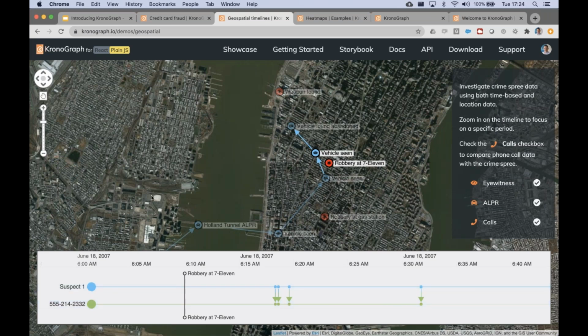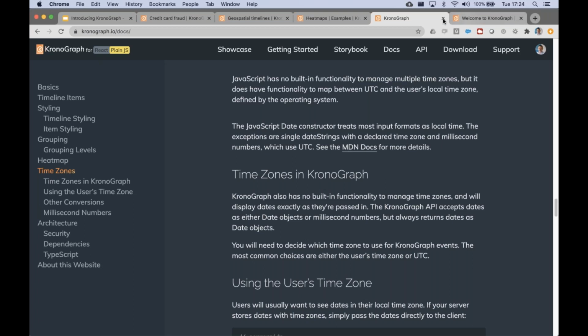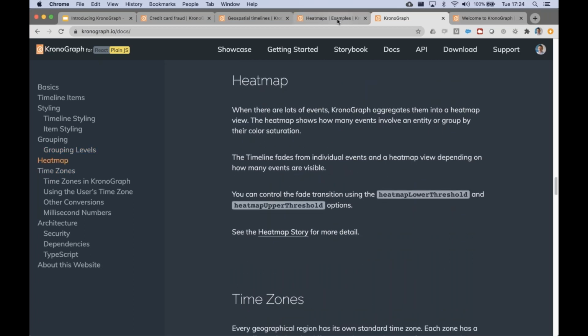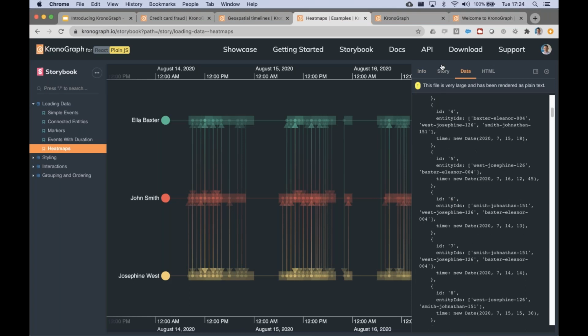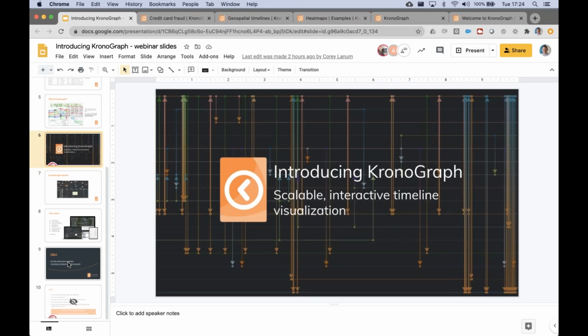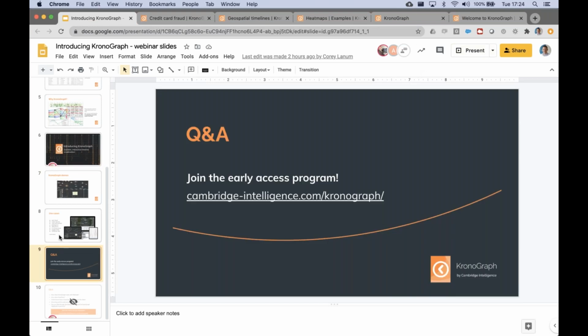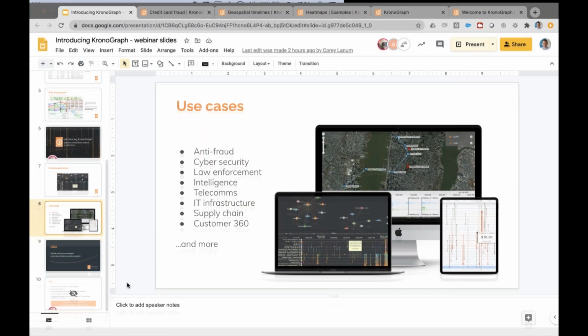So we're running out of time, so I think we'll move on to the Q&A. But basically, as Corey said, if you want to try Chronograph out, it's full of great documentation. It's full of example code snippets that help you understand how to build these timelines. And the early access program is open right now. So I think I'll leave it there.